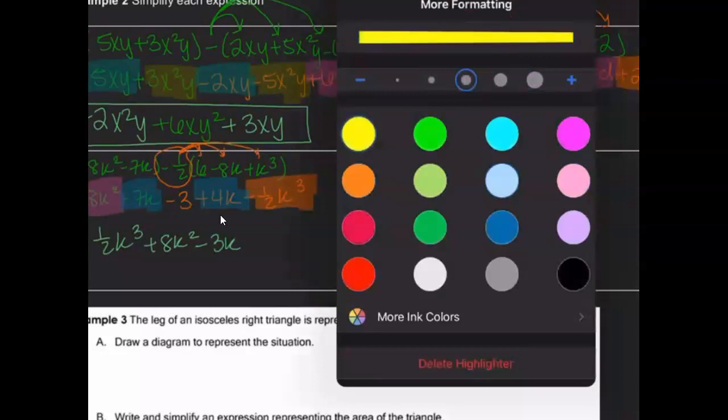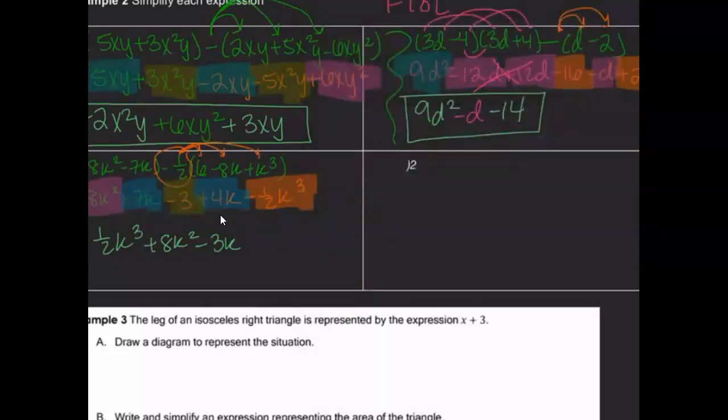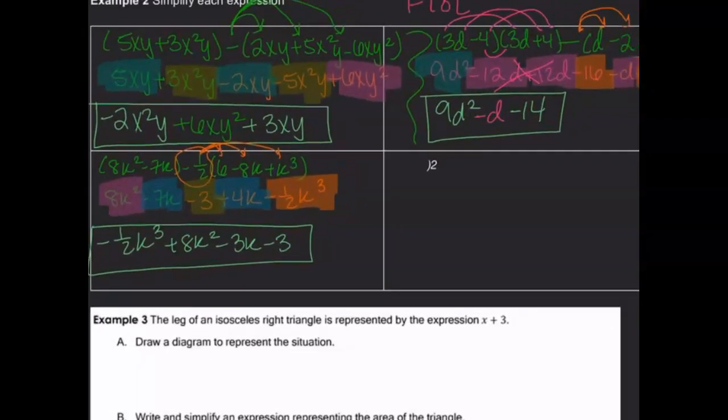And then finally, I can see that there is no other constant value, a number without a variable, so that will also stay the same. So my answer is negative. I know it's getting kind of cut off, so let me see if I can move this a bit. Negative 1/2 k cubed plus 8k squared minus 3k minus 3.